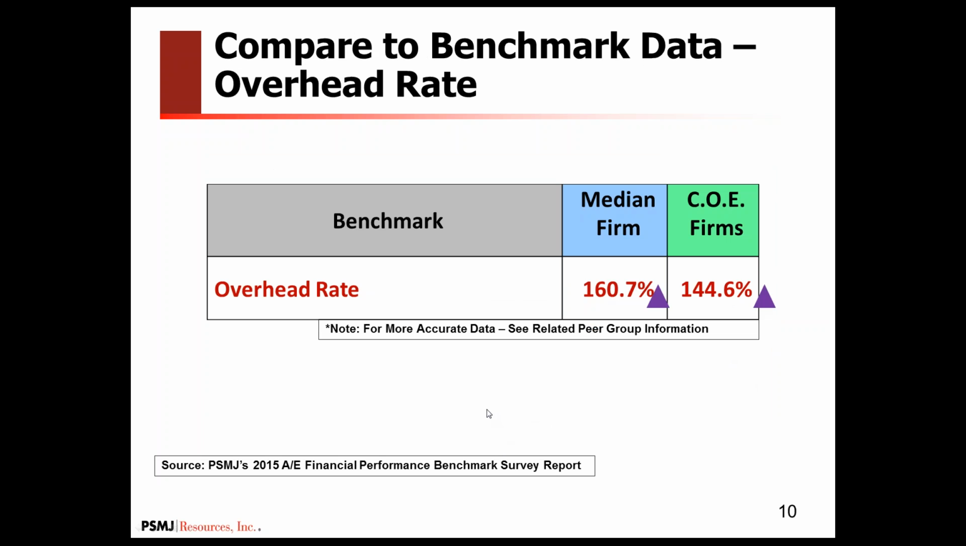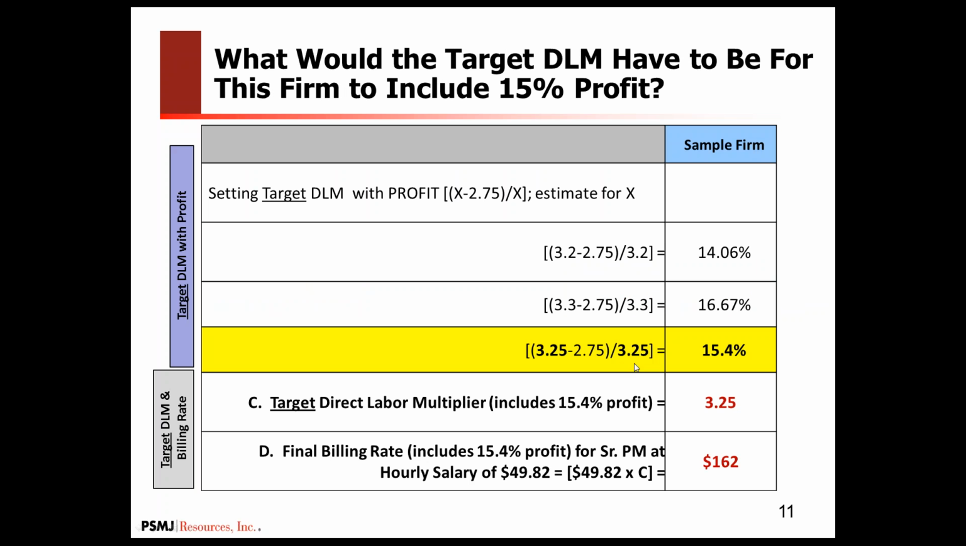Just real quickly, at the 60,000-foot level, we're not looking at the peer group data. We'll just check the overhead rate. We can see that for all firms in our financial performance survey last year, the median was 161%, so 175 is a little bit high. And for our top performing firms, which is our circle of excellence, 175 is quite high. I don't know if 175 is good or bad. It depends on the firm and kind of how their firm is structured.